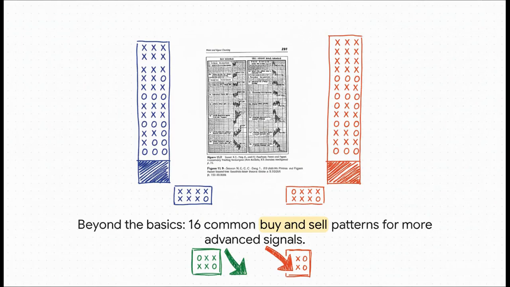But, of course, it doesn't stop with just the simple stuff. Those breakouts we just talked about, they're the foundation. You can see them right on this chart, labeled B1 for a buy and S1 for a sell. But beyond that, Point and Figure has this whole rich library of more complex patterns, things like triple tops and triangles that can give you even stronger signals to work with.